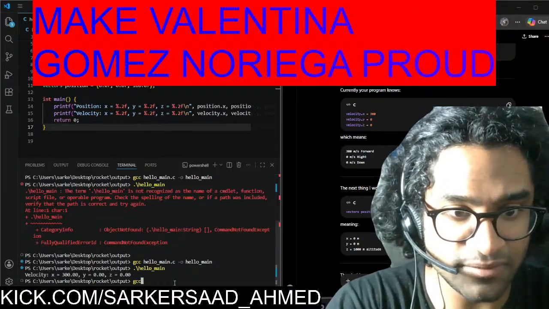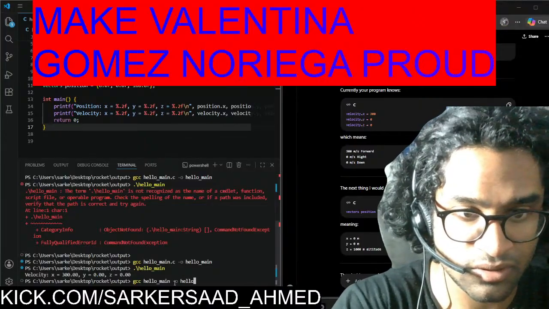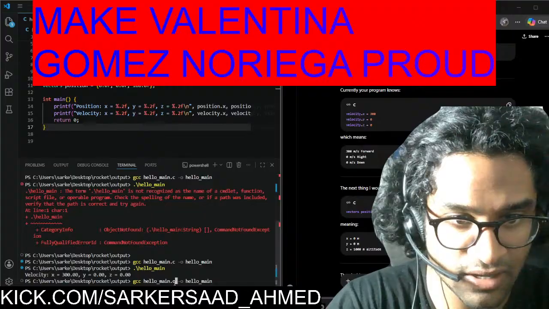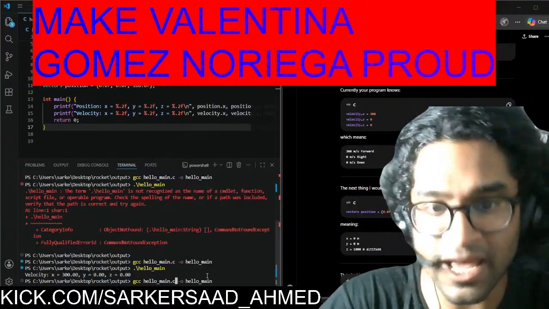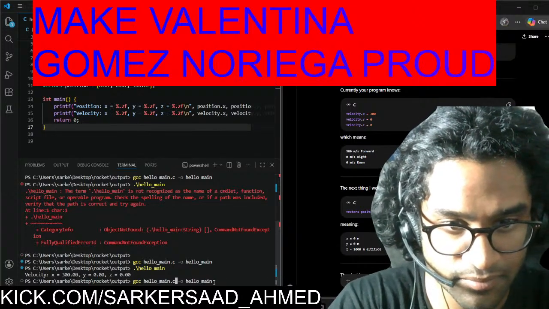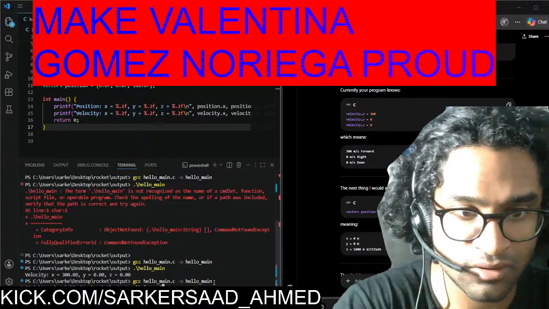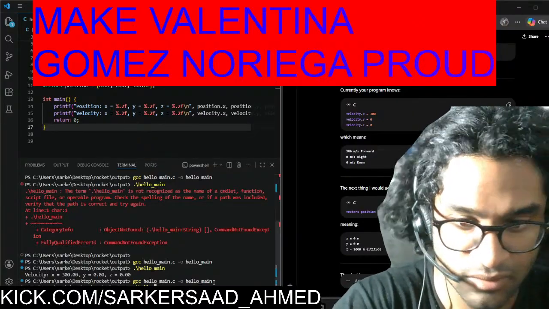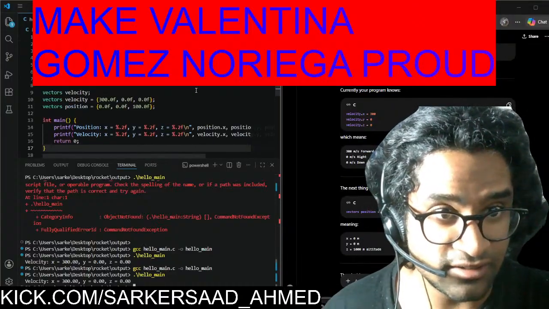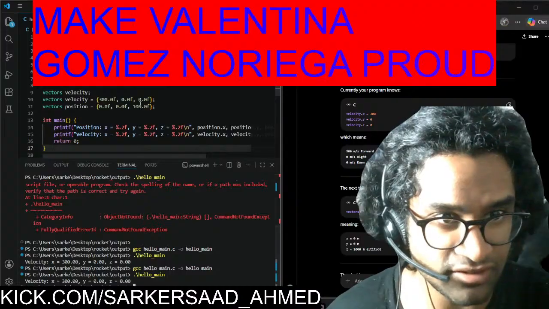So gcc hello main.c, and then you open the file and run the program. Then dot slash hello main. All right, we only have velocity. That's the thing. Why am I only getting velocity? Did I make a mistake?